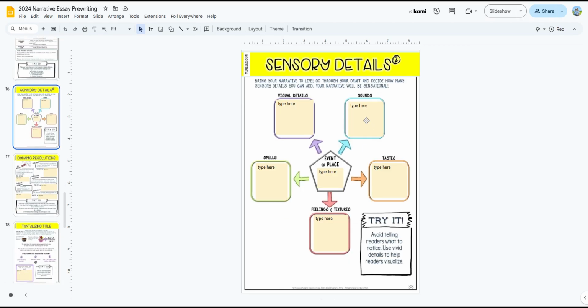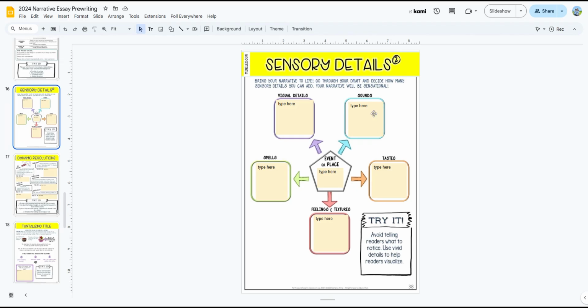Slide 16. Bring your narrative to life with sensory details. Go through your draft and decide how many sensory details you can add. Your narrative will be sensational. So what I want you to think about right here, what is a main setting in your text, a main event or place like it says here? Put it in right here. So if your story mostly takes place at a school, you would type in school here.